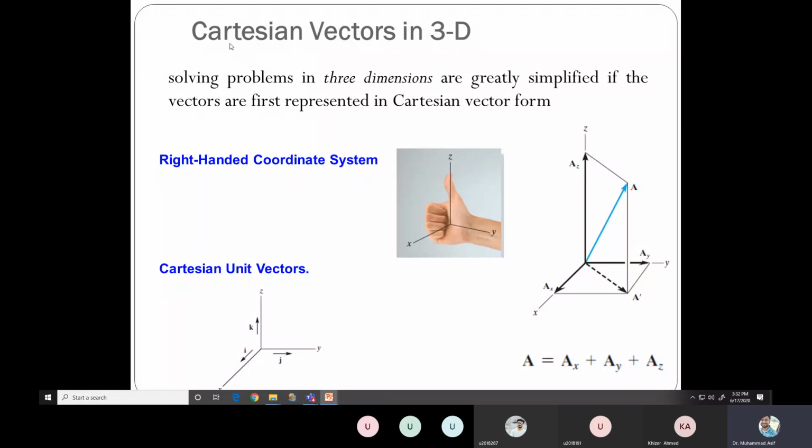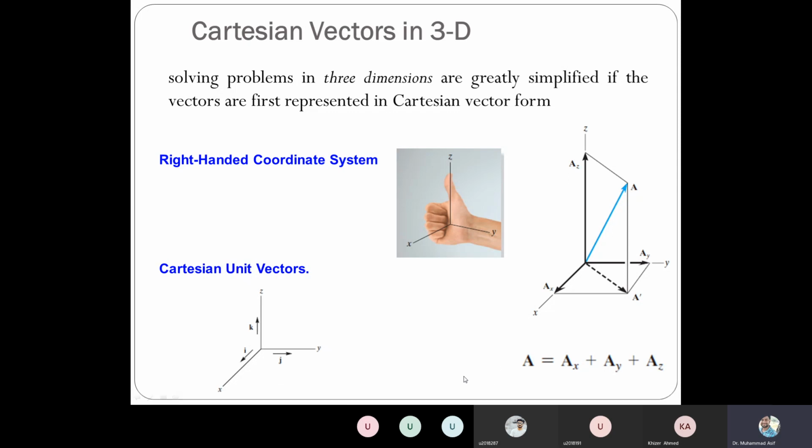So in this lecture, we'll study Cartesian vectors in 3 dimensions, right? Basically, solving problems in 3 dimensions is greatly simplified if the vectors are first represented in Cartesian vector form. So this is very important: in 3 dimensions, it is very helpful if we use Cartesian vectors.